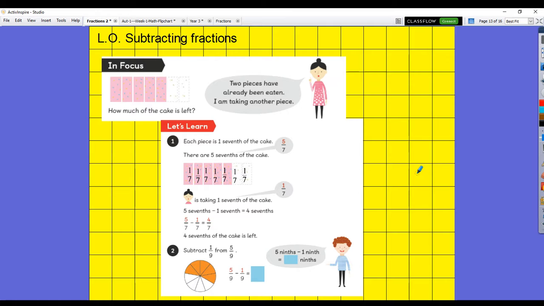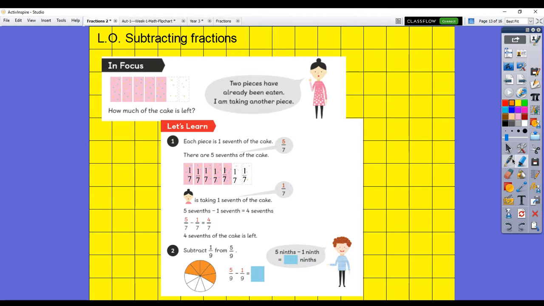So yesterday we were adding fractions, today we're subtracting fractions, okay? You've got to remember the golden rule that the denominator never changes, okay? Because that's how many parts we have in the whole. So our question is, how much of the cake is left? 2 pieces of the cake have already been eaten and she's going to take another piece, okay?